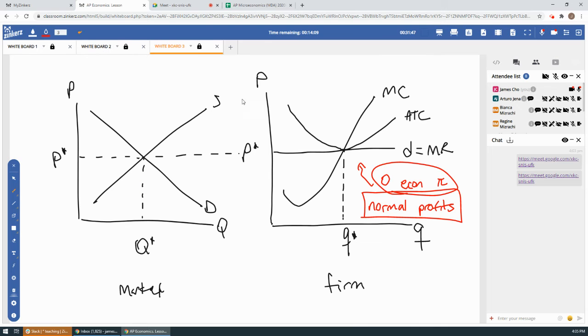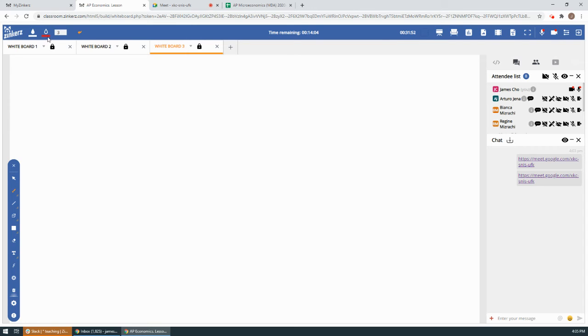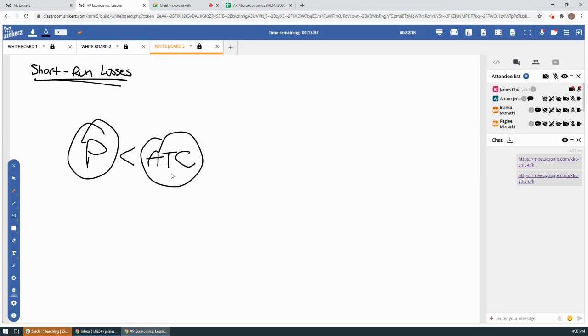Shut down. Okay. So we're going to be starting with the story with short run losses. And remember the story with short run losses. These firms, the price is below their average total cost. And again, if P is below ATC, what does that actually mean? Why do I care about the relationship between P and ATC?